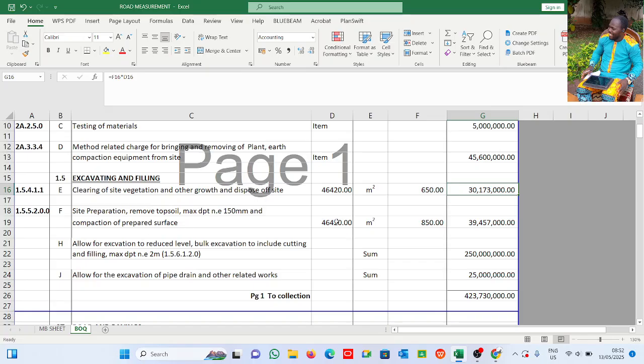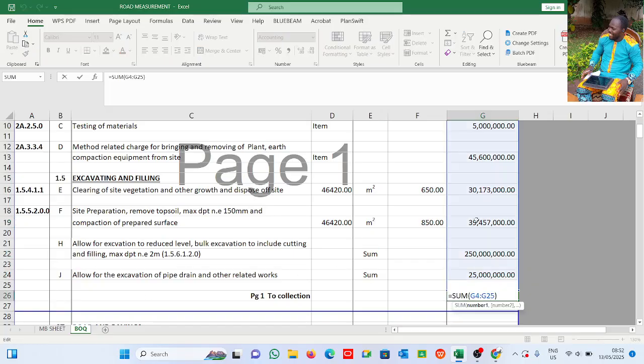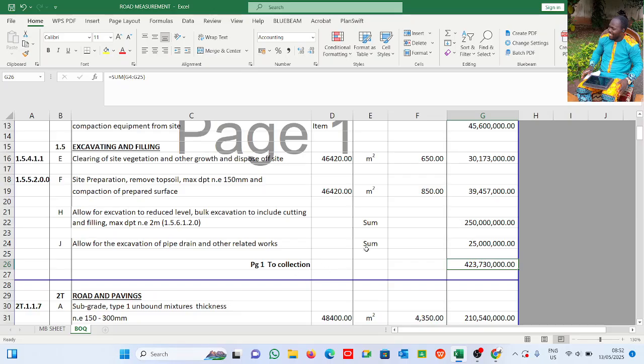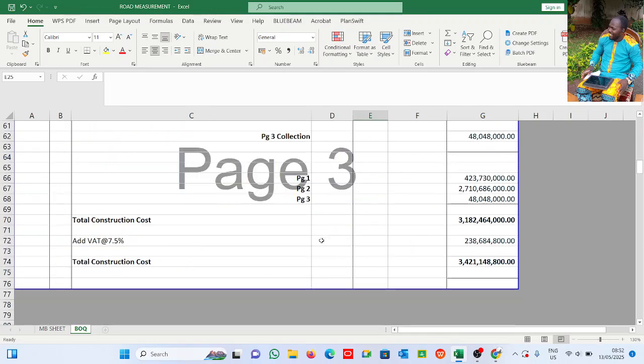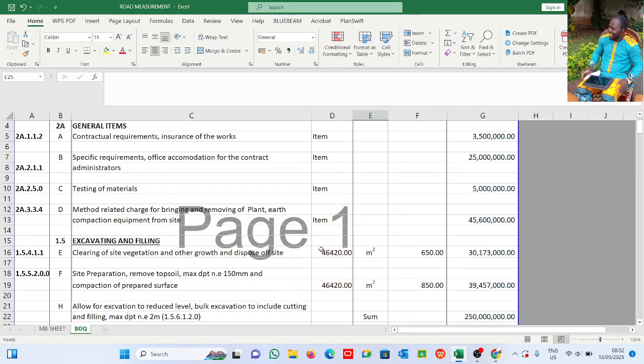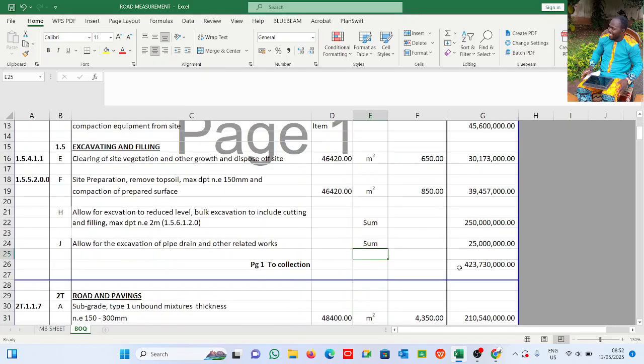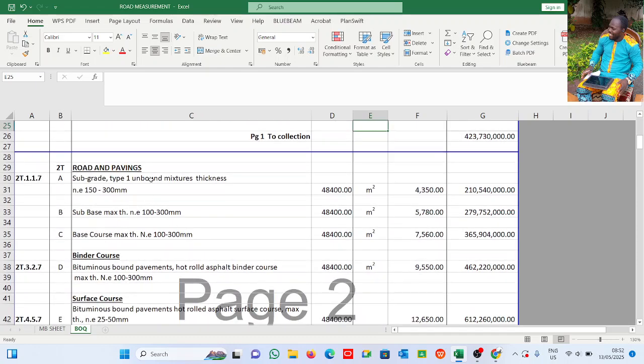Site preparation, we said they are the same thing, if you remember, and even compaction of prepared surface. Then allow for reduced cutting and filling. We don't know, but we need to allow. You see, I put a sum. Then for pipe drain, I put a sum. This gives me the total, which I collected for page 1. Why I did this is because I'm working on Excel. I could have put everything on one page, but if you're using paper, this might just be your one page. So you need to collect. Page 1 to collection.